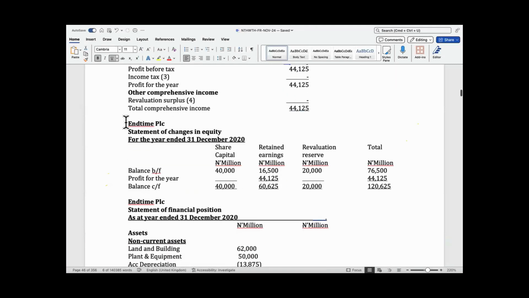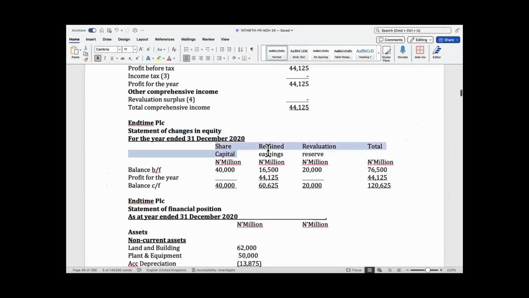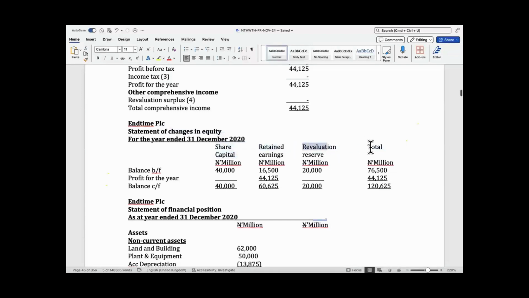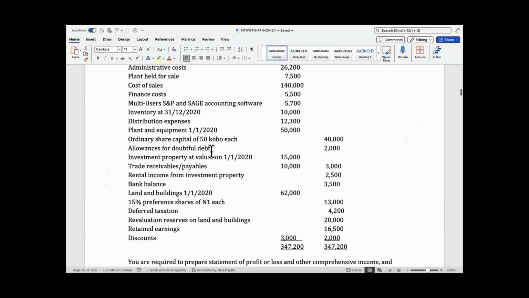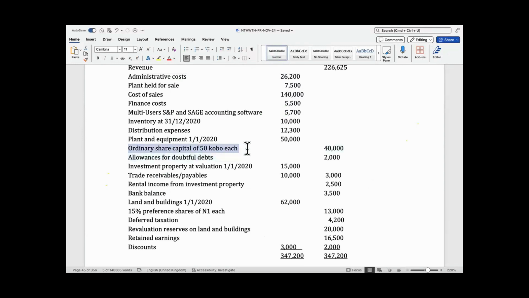So after then, I go to my statement of changes in equity for the year ended. Here I have my share capital, retained earnings, revaluation reserve, then my total. How did I know these 3 items I will have is from my trial balance? Because those are the only items of equity. When I say equity, it is share capital plus reserves. So when you check my trial balance, I have ordinary share capital, then I have revaluation reserve and I have retained earnings. Those are the items of equity.